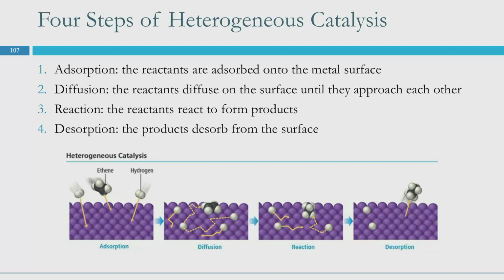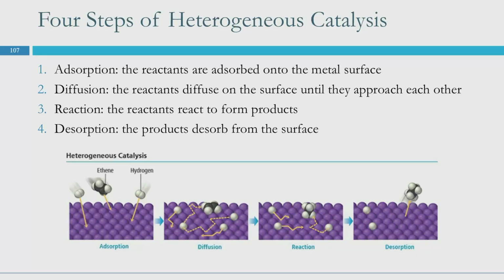Our first step, adsorption. So over here on the left, we've got our ethene. Our ethene hits our finely divided metal catalyst, and it sticks to the surface, at least for a little bit. And then we've got diffusion. These things that have adsorbed can still move around, but they're in contact with our catalyst, and they move around and bump around until they react.